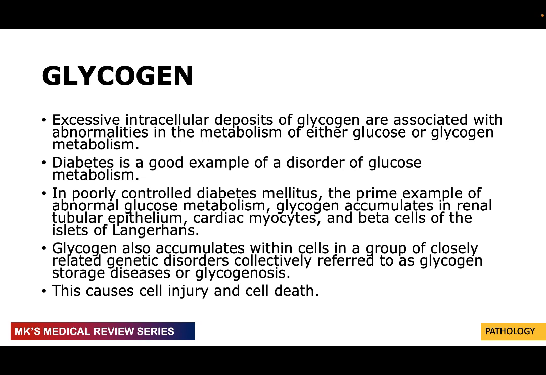Glycogen is going to accumulate in the renal tubules, it could accumulate in the cardiac myocytes, it could accumulate in the beta cells of the islets of Langerhans. Remember that this glycogen could also sometimes accumulate in the background of these rare genetic disorders, which we rarely see in our case here, which are known as glycogen storage diseases or glycogenosis. Remember, these can cause cell injury, they can also result in cell death.